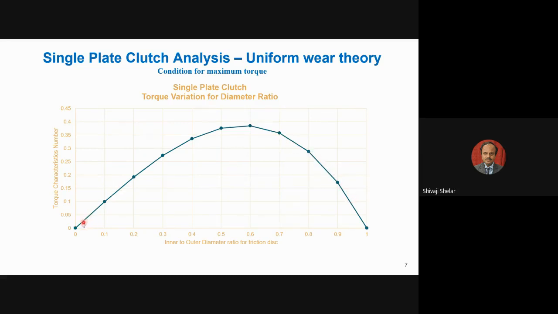You can see here it is almost a linear path, but in the latter portion, once you achieve the maximum point, there is a very large slope. There is a sudden decrease in your torque characteristic number, which means as you increase your inside diameter, there is a sudden drop in the torque carrying capacity of that clutch system. So whenever we design, we should not exceed an inside to outside ratio greater than 0.577. Please remember, because that will have a detrimental effect on your torque carrying capacity.